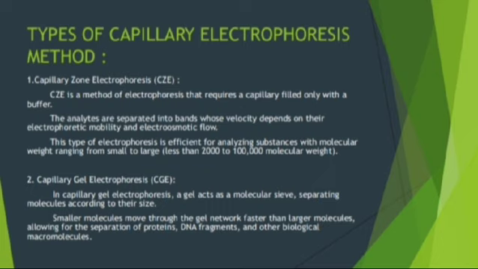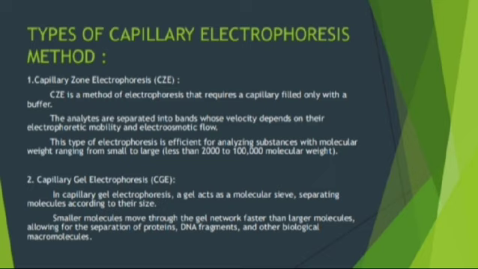First type is capillary zone electrophoresis. It is a method of electrophoresis that requires a capillary filled only with a buffer. The analytes are separated into bands whose velocity depends on their electrophoretic mobility and electroosmotic flow. This type of electrophoresis is efficient for analyzing substances with molecular weight ranging from small, less than 2000, to 1 lakh molecular weight.